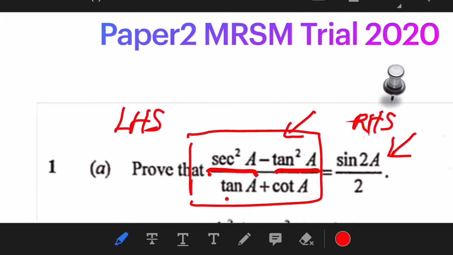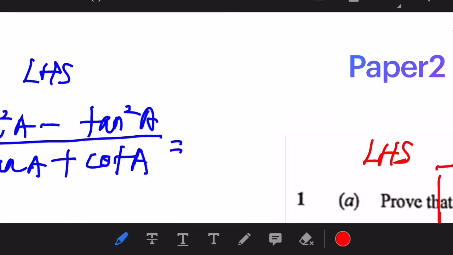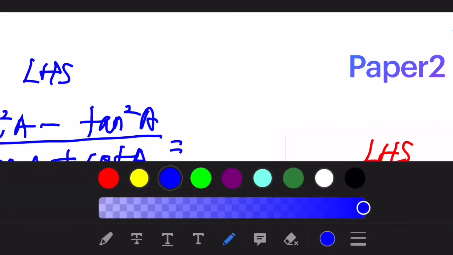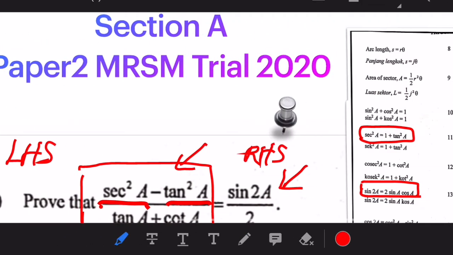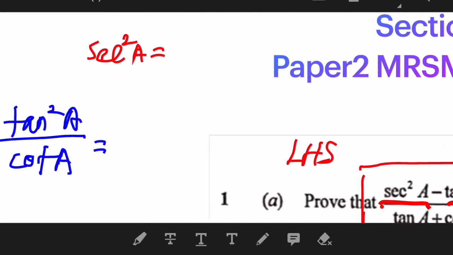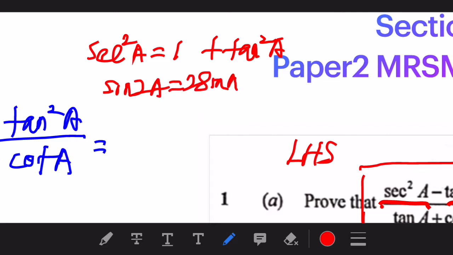Just now I asked you to copy down the formula. You don't have to memorize the formula, you just need to know how to pick the right formula. Sec square A is equal to 1 plus tangent square A. Copy the formula and don't change it. Make sure you copy the right one. And another one is sine 2A is 2 sine A cos A. I know that you have so many things to memorize.